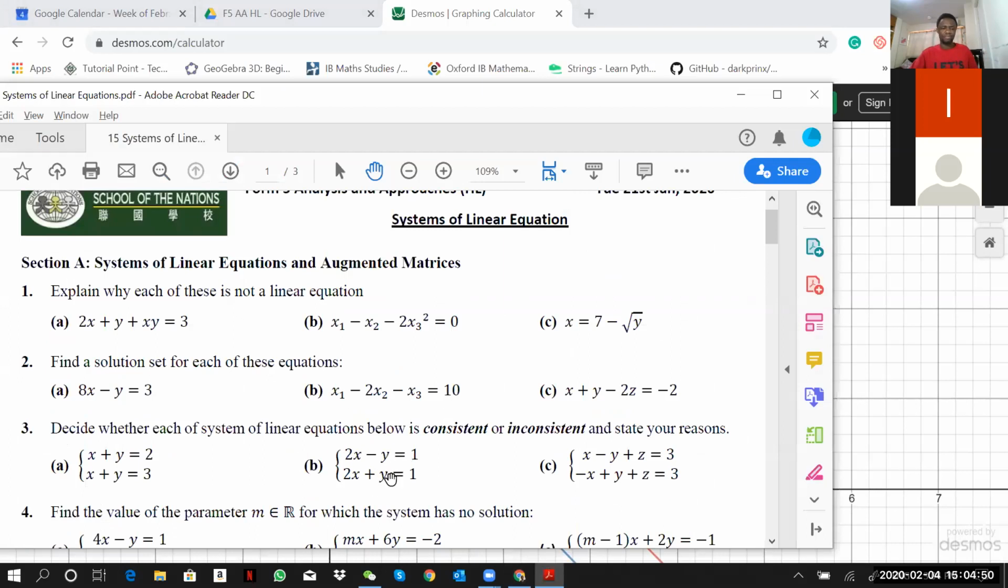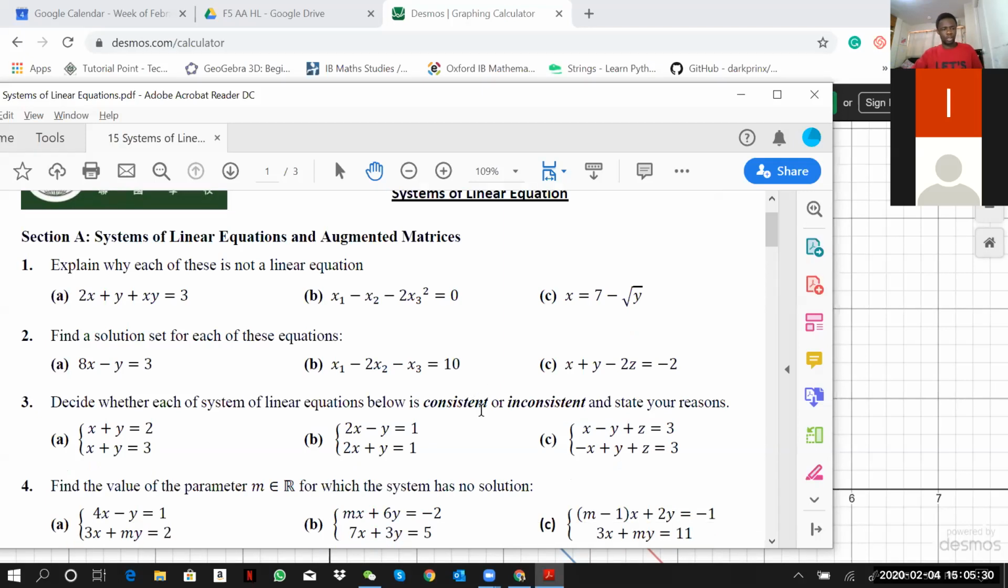What about this? Consistent or inconsistent? B. Thank you, Clarissa, once again for that. They don't intersect. All right, quickly.